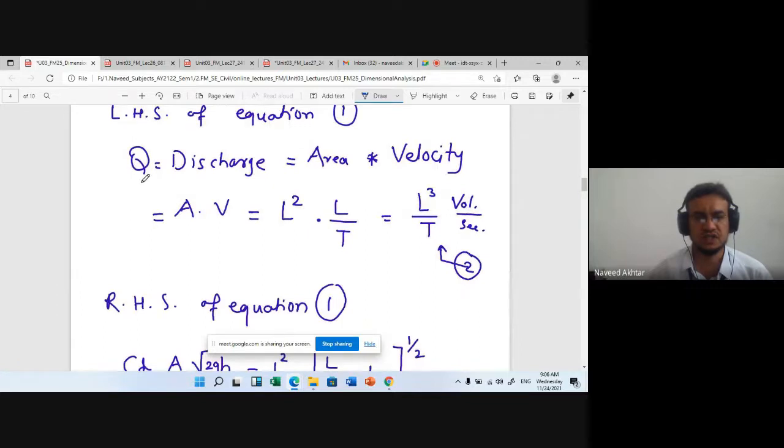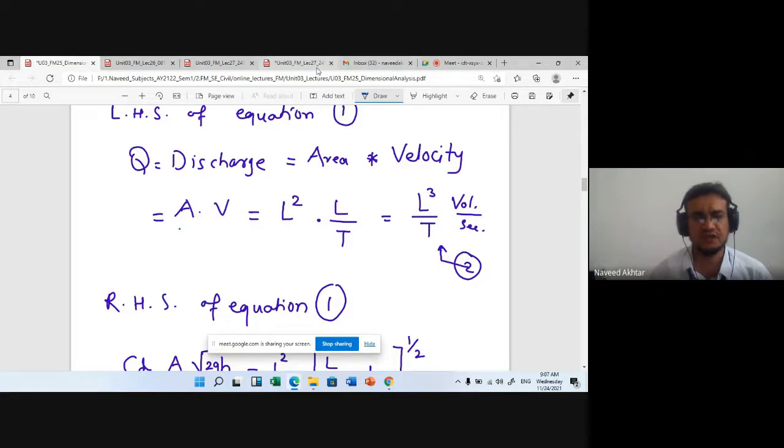The Q is nothing but discharge. As discharge, we are measuring area into velocity. Area we are measuring in length into length, that is length into breadth. Both our dimensions are length. So length into length, that is L squared, and the velocity we are measuring as length upon time, that is meter per second.